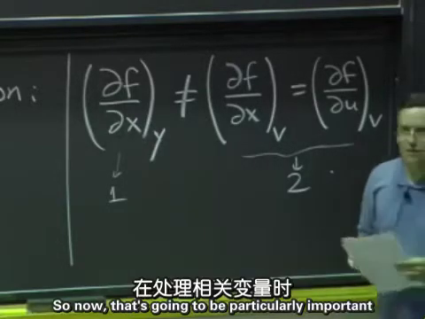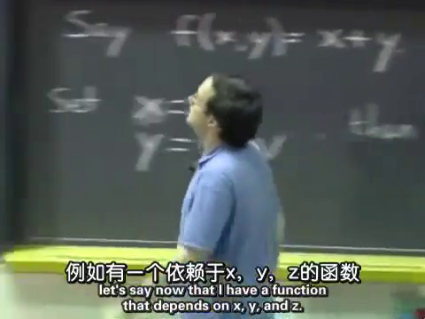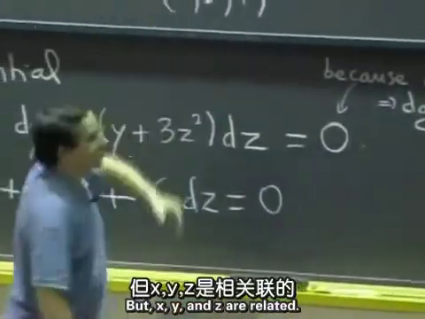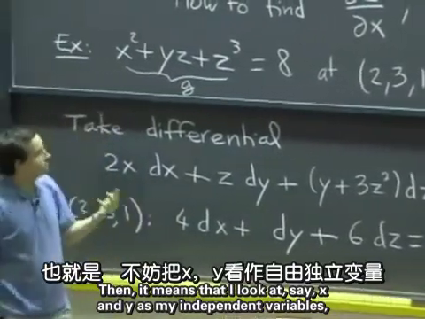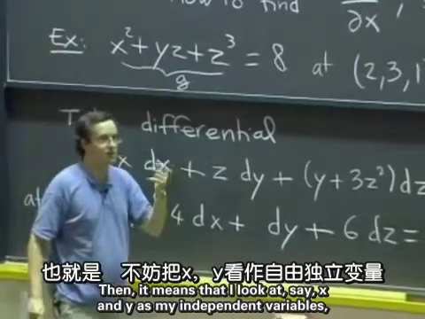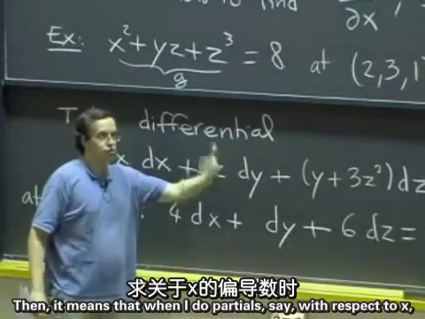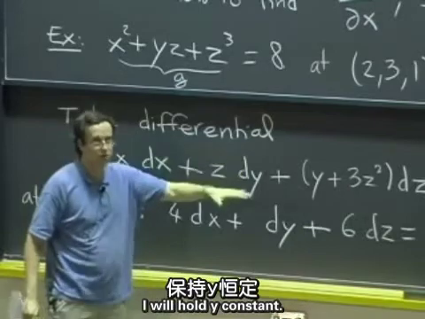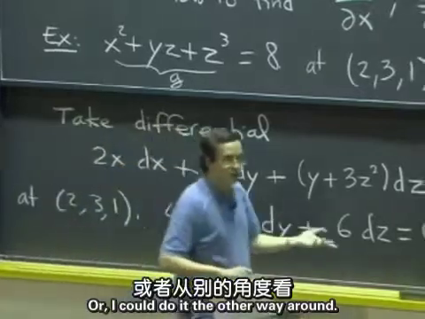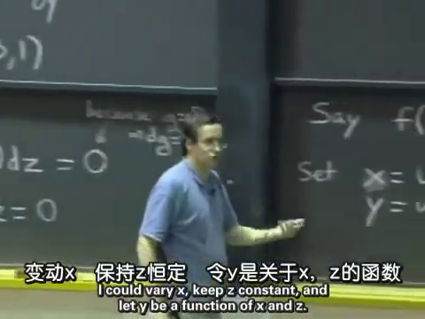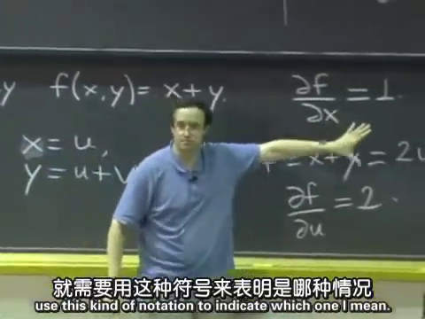Okay? So now that's going to be particularly important when we have variables that are related. Because let's say now that I have a function that depends on x, y, and z, but x, y, and z are related. Then if I look at, say, x and y as my independent variables, and z as a function of x and y, then when I do partials, say, with respect to x, I will hold y constant, but I will let z vary as a function of x and y. Or I could do it the other way around. I could vary x, keep z constant, and let y be a function of x and z. And so I will need to use this kind of notation to indicate which one I mean.